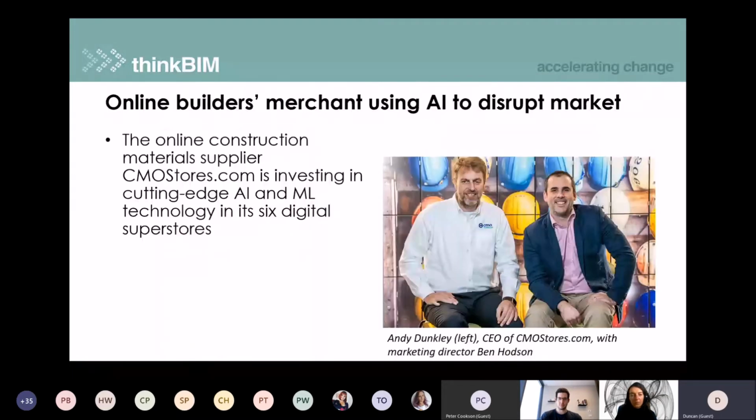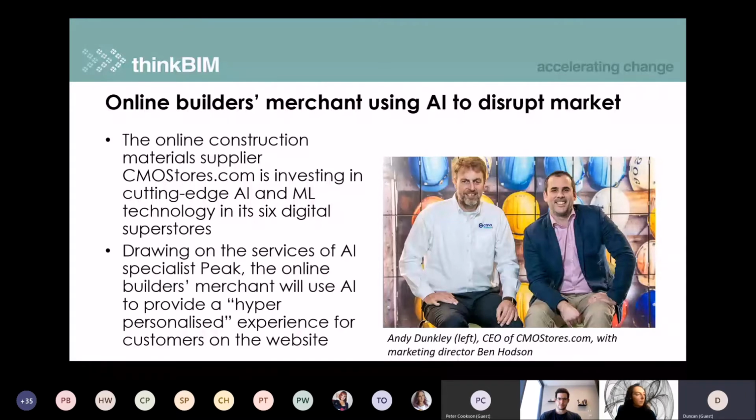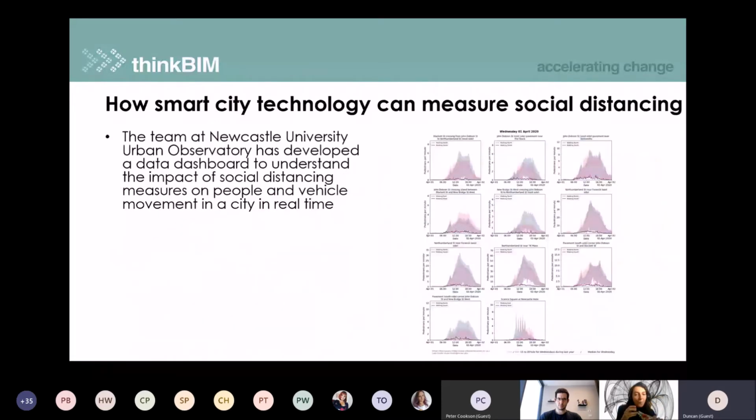A few bits and pieces now of updates that we've seen in the news. So there is an online builders merchants called CMO Stores who are now using AI to do what they call hyper-personalize the experience for their customers in terms of buying building materials. So again, with our theme today, using AI for that.